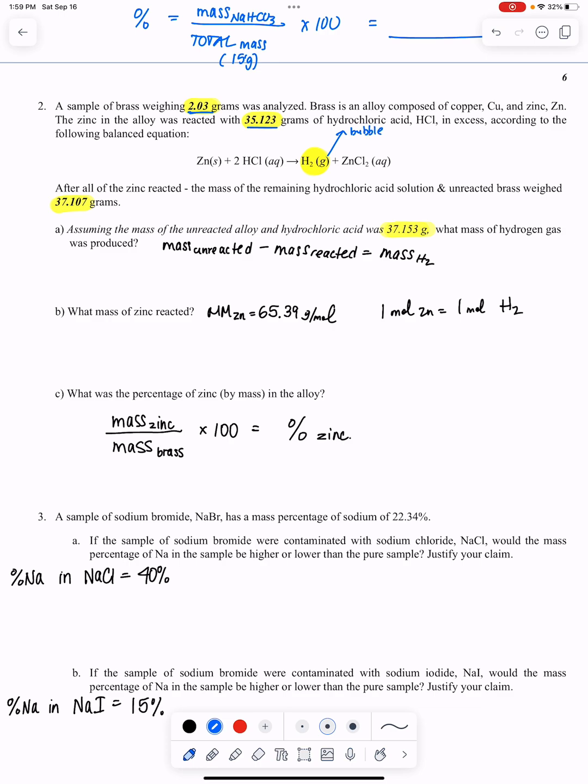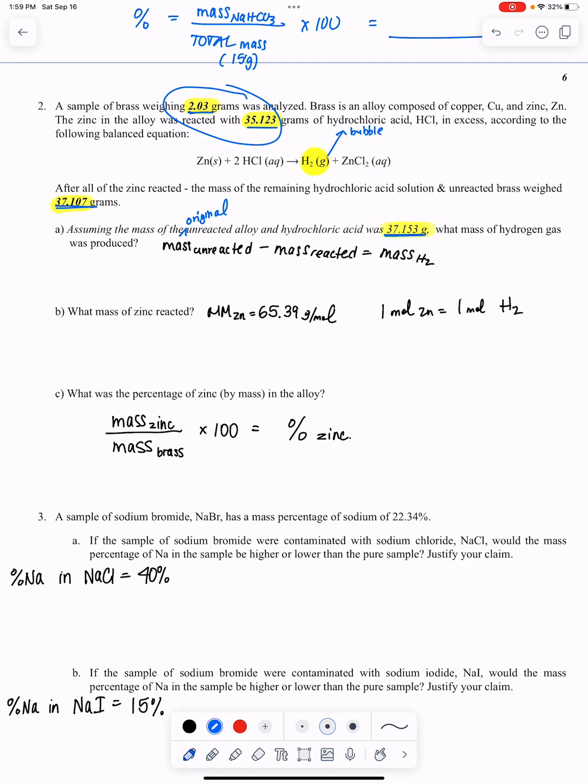After all the zinc reacted, the mass of the remaining hydrochloric acid solution and unreacted brass weighed 37.107 grams. Assuming the mass of the unreacted alloy and hydrochloric acid was 37.153, that's this business. And I know this says remaining or unreacted, but I'm saying the original. The mass of the original unreacted alloy is 37.153 grams. What is the mass of hydrogen gas that was produced?